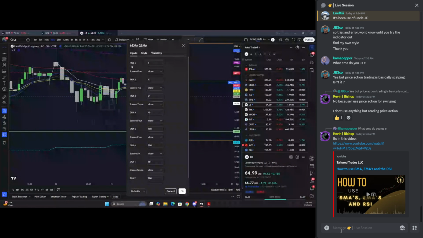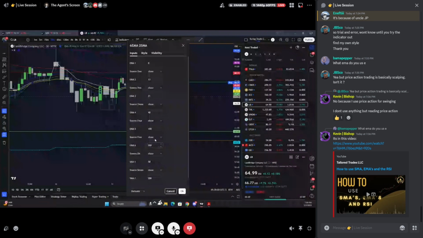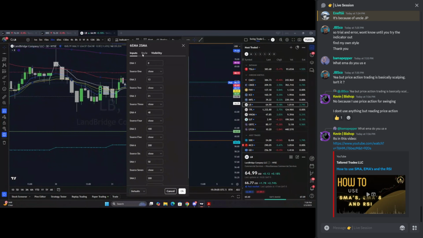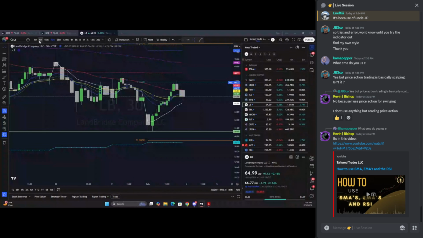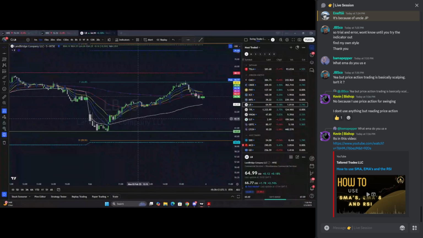Those are the ones that I'm using. Obviously, you can erase the 100 and all of this. So again, it's the 8, the 13, the 21, the 48, and the 200. And I use my EMAs as nothing more than confluence to a continuation of a trade, right?